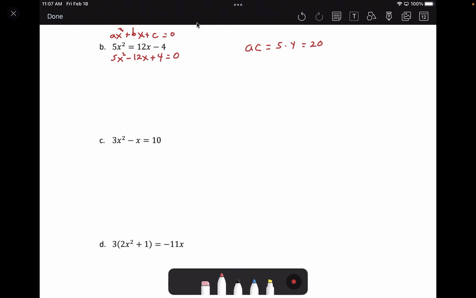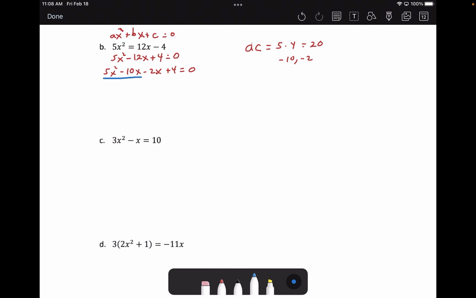2 numbers that multiply to 20 and add to -12 are -10 and -2. So what we're going to do is rewrite this middle term using -10 and -2. 5x squared minus 10x minus 2x plus 4 equals 0. Notice that -12x is the same thing as -10x minus 2x. Now we have 4 terms. From here, we're going to use grouping.